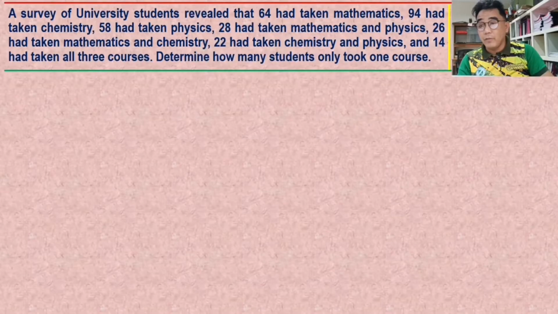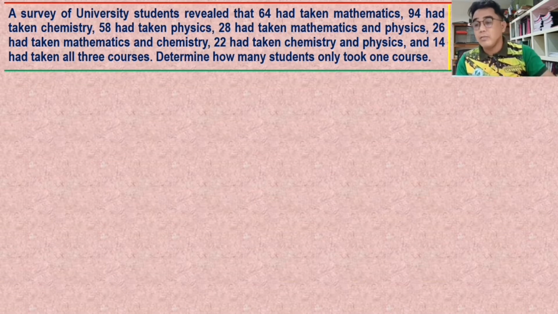A survey of university students revealed that 64 had taken mathematics, 24 had taken chemistry, 58 had taken physics, 28 had taken mathematics and physics, 26 had taken mathematics and chemistry, 22 had taken chemistry and physics, and 14 had taken all three courses. Determine how many students only took one course.